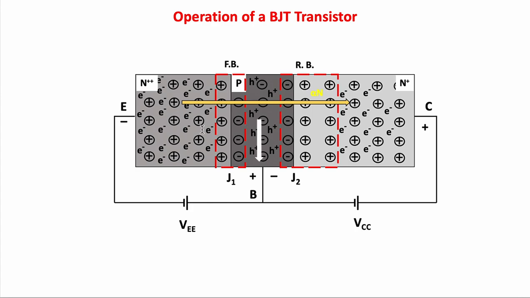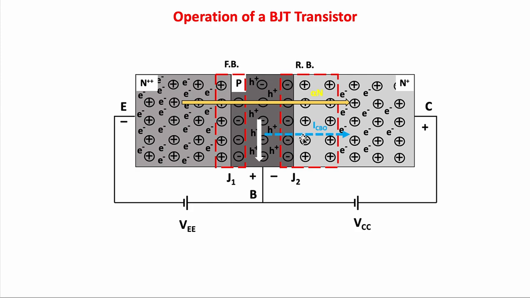Since the N-type base terminal is very thin and has a low conductivity, a very small number of these carriers will take this path of high resistance to the base terminal and generate the base current. This is why the magnitude of the base current is very small, typically on the order of microamperes.